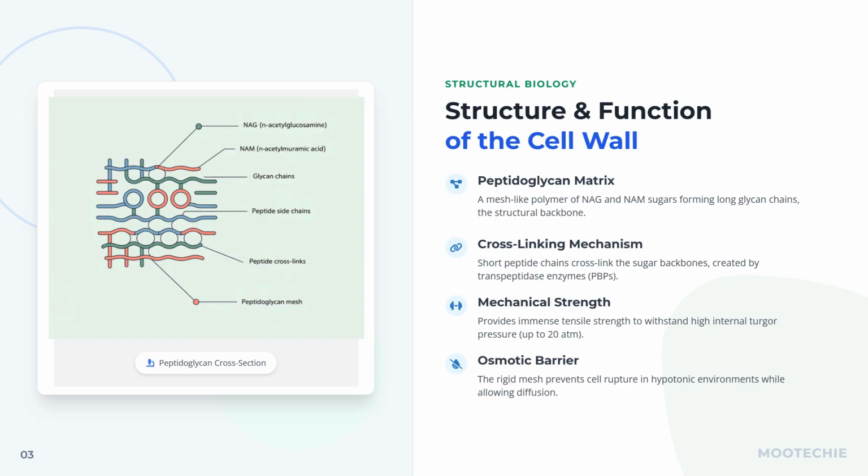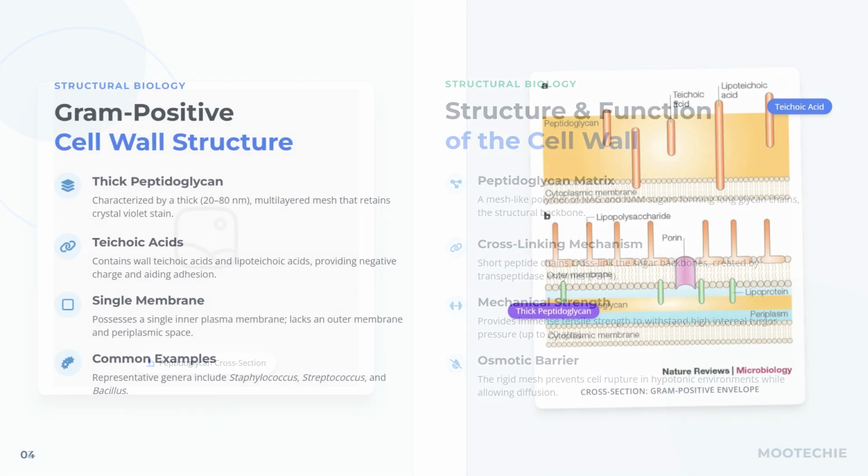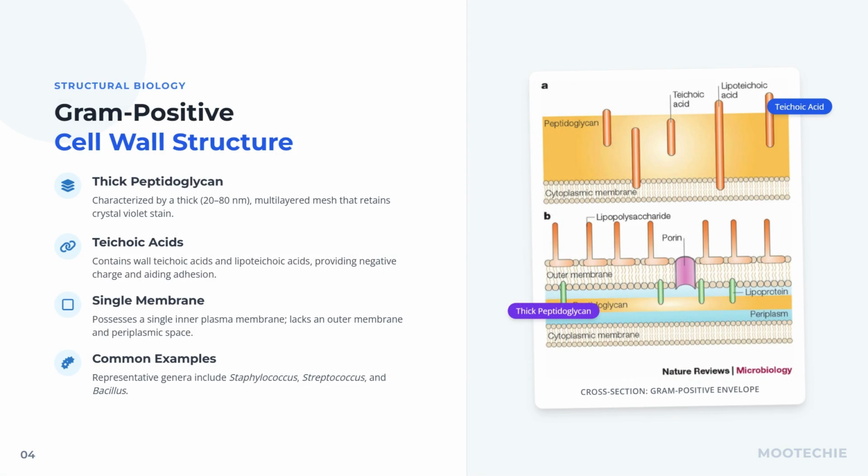Osmotic barrier. The rigid mesh prevents cell rupture in hypotonic environments while allowing diffusion. It's selectively permeable, keeping the cell from bursting but still letting essential nutrients and waste pass through. The diagram, a peptidoglycan cross-section, clearly shows the alternating NAG and NAM sugars forming the glycan chains, with the peptide side chains and crosslinks creating the dense and supportive mesh. Now let's examine the first major architectural style.